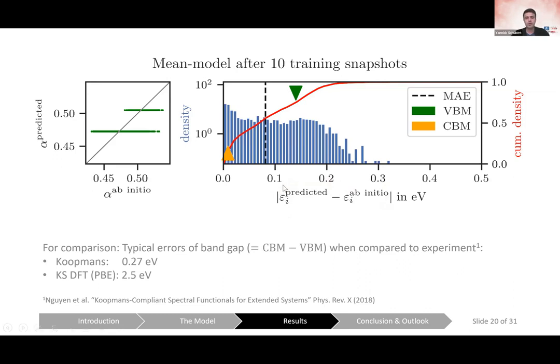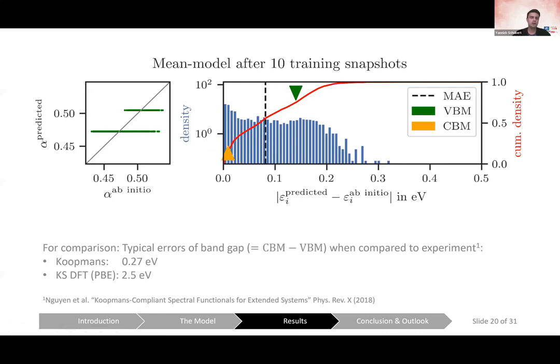And when I talk about error here, I mean not compared to experiment or highly accurate quantum chemical methods, but compared to the quasi-particle energies that we obtain when we compute the screening parameters ab initio. What I also show is the cumulative error distribution, as well as the mean absolute error of the orbital energies and the error of the valence band maximum and the error of the conduction band minimum.